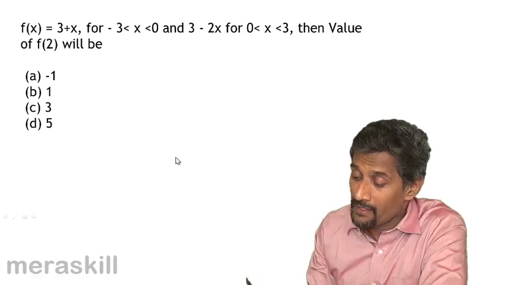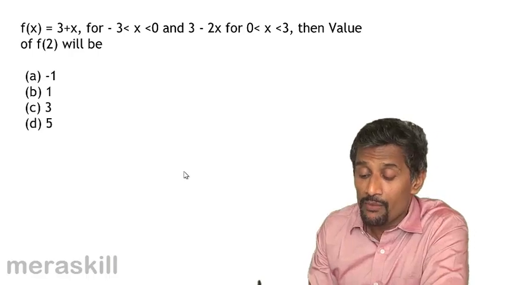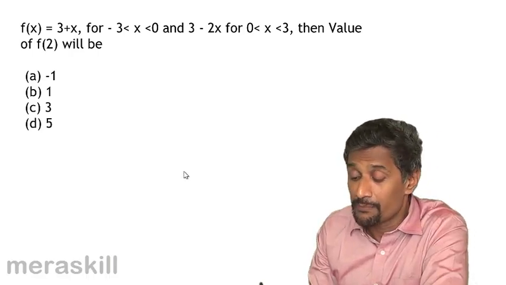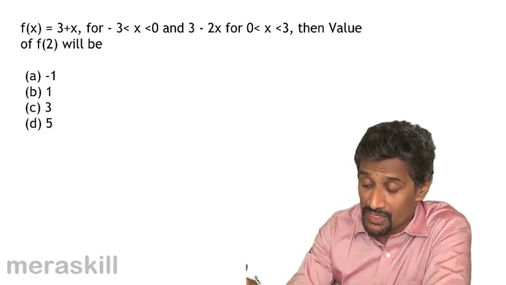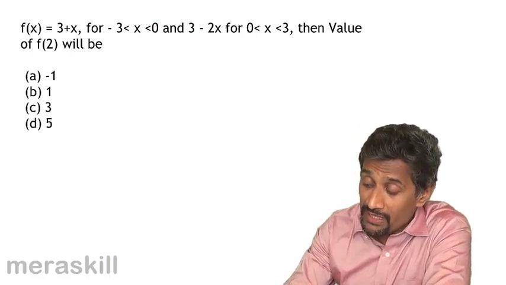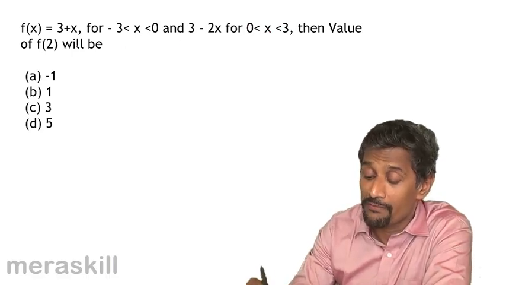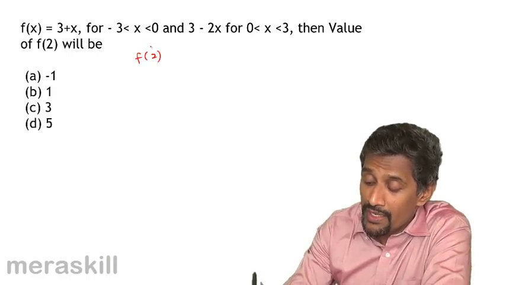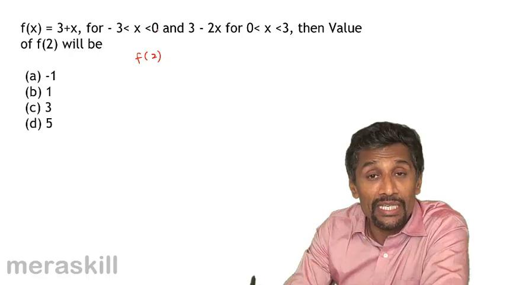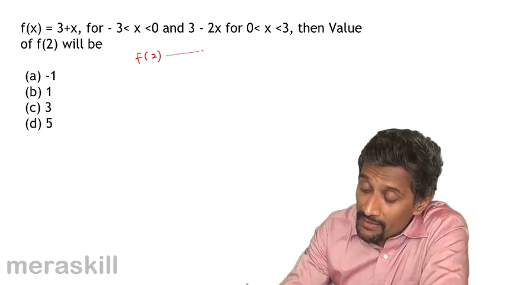Okay. Then, alright. So now we have one more case. f of x is 3 plus x for the domain greater than minus 3 to 0, and it will be 3 minus 2x when the domain is from 0 to 3. Then the value of f of 2. Now 2 is not between minus 3 and 0. It is greater than 0. So it is in this range.